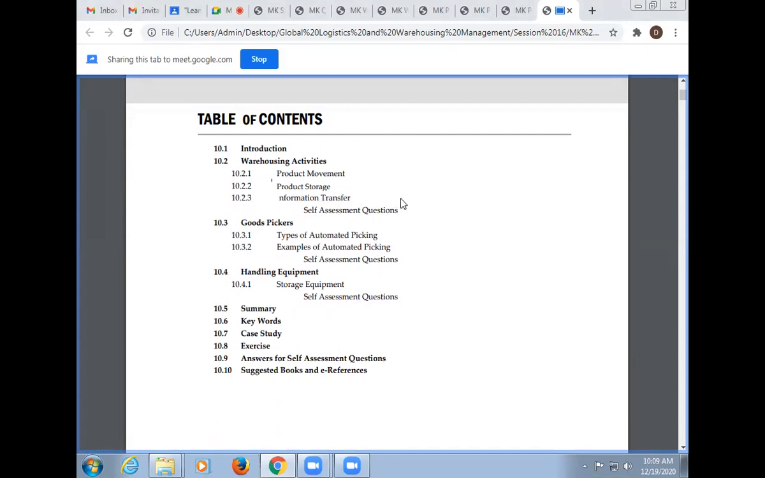Then information transfer: where the products are stored, which product is to be moved, and from where it is moved. The information transfer is important. If the information transfer fails, then the warehouse activity will fail. Information is the important one.